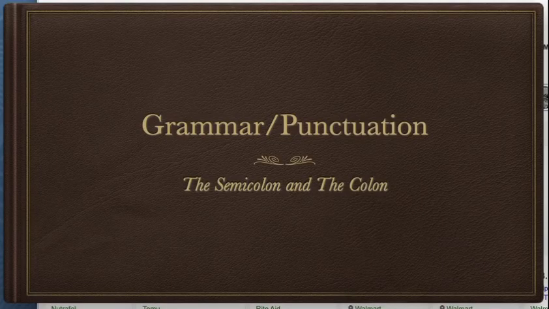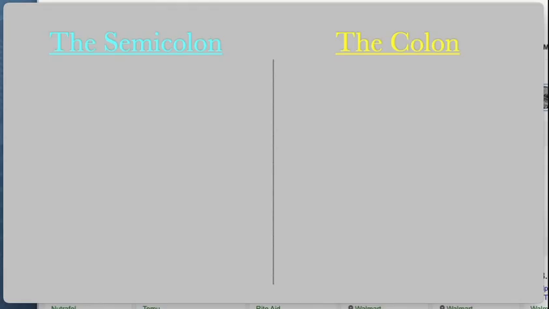The semicolon and the colon. In this slideshow, we're going to discuss various common uses of the semicolon and the colon.